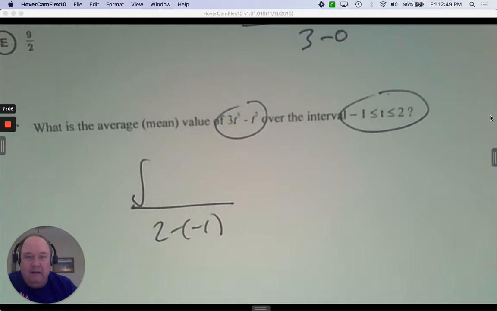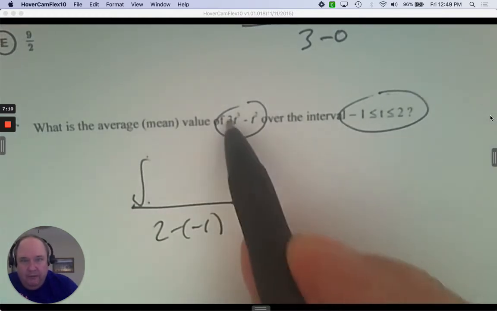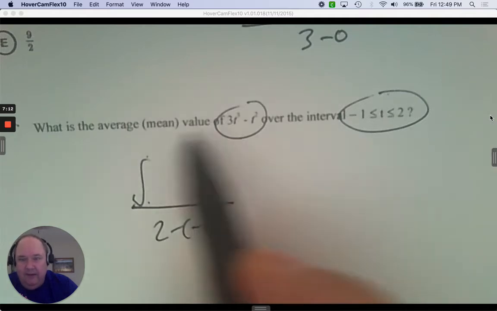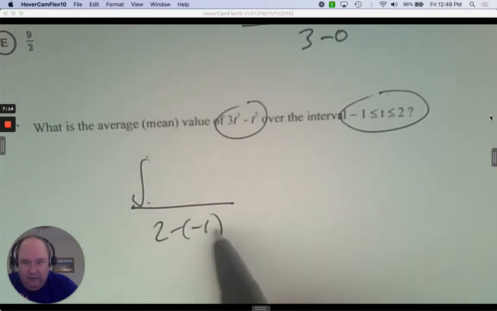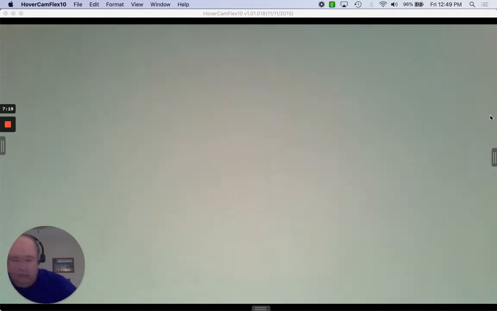All right, you set it up. So put the lower limit, the upper limit, they're right here. Put in the function, dt, and then divide by the difference of the bounds, and then do all the calculating. And then one of these answers on the next page will be it. Number 5.